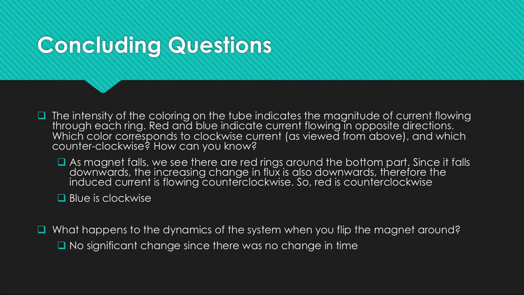The next question states that the intensity of the coloring on the tube indicates the magnitude of current flowing through each ring. Red and blue indicate the current flowing in opposite directions, and which color corresponds to the clockwise current and which to the counterclockwise, and how can we know? As the magnet falls, we see that there are red rings around the bottom part, and since it's obviously falling downwards, the increasing change in flux is also downwards, and therefore the induced current is flowing counterclockwise. Therefore, we can state that red is counterclockwise and blue is clockwise. Lastly, what happens to the dynamics of the system when you flip the magnet around? I stated that there was no significant change since there was no change in the observed time.